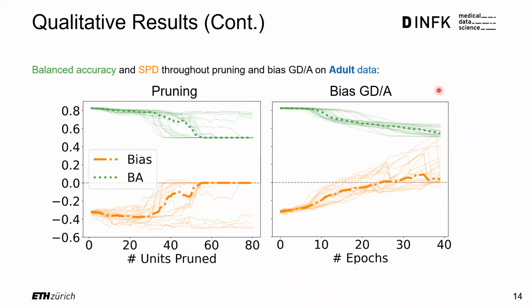However, if we look at the adult dataset, the results look slightly less optimistic. We can see that while in certain cases the bias is reduced, there is also a considerable decrease in accuracy for pruning, and there is also a considerable variance. In certain runs, the algorithm fails to debias the classifier. For the bias GDA, the situation is slightly better. However, there is still a considerable reduction in the balanced accuracy after debiasing and considerable variance across the runs.